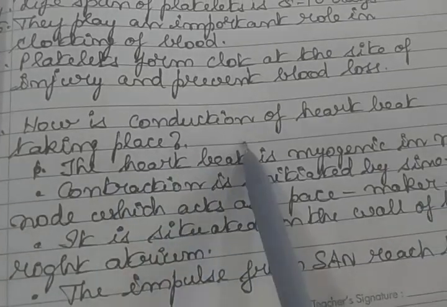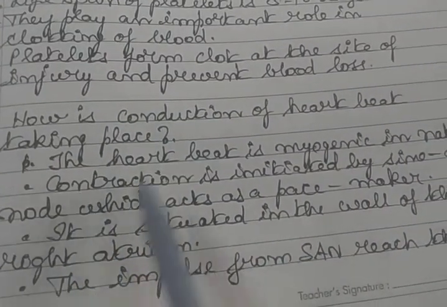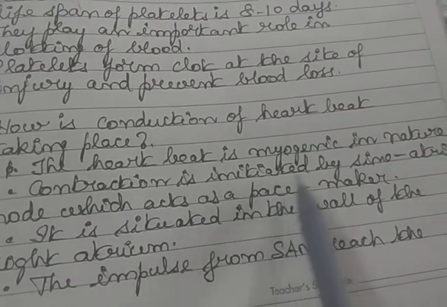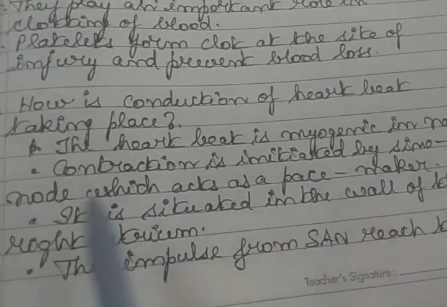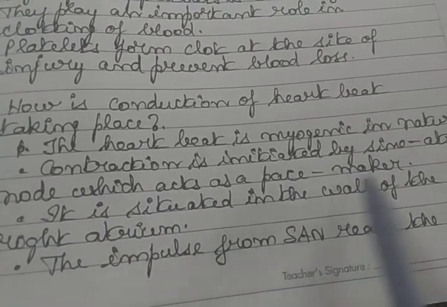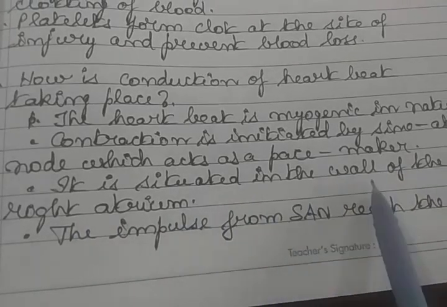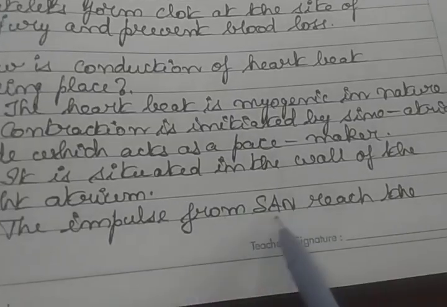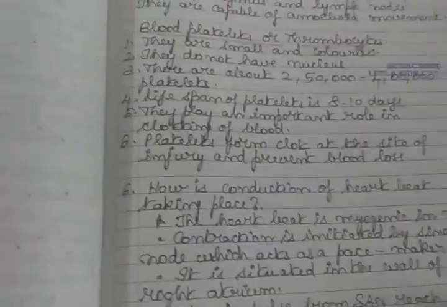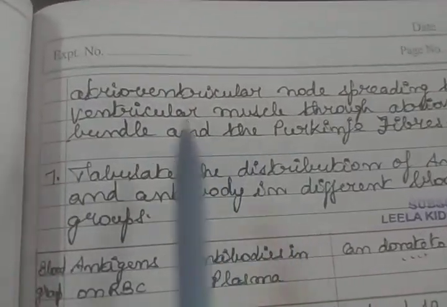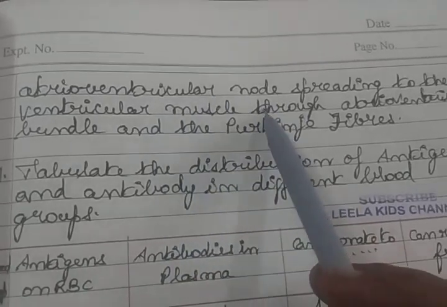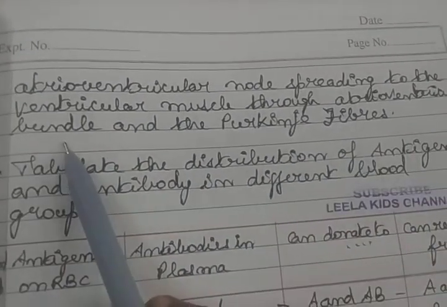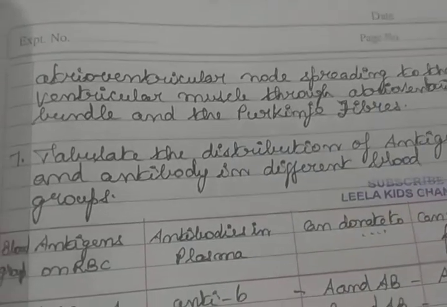How is conduction of heartbeat taking place? The heartbeat is myogenic in nature. Contraction is initiated by the sinoatrial node, which acts as a pacemaker. It is situated in the wall of the right atrium. The impulse forms there and reaches the atrioventricular node, spreading to the ventricular muscle through the atrioventricular bundle and the Purkinje fibers.